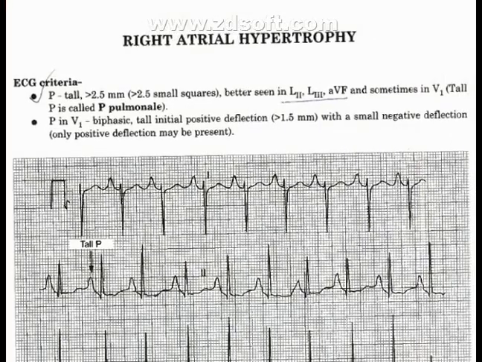Now we will discuss right atrial hypertrophy. ECG criteria: P is tall, more than 2.5 millimeter, that is more than 2.5 small squares. Better seen in lead 2, lead 3, aVF, and sometimes in V1. Tall P is called P pulmonale. P in V1 is biphasic, with a tall initial positive deflection, more than 1.5 millimeter, with a small negative deflection. Only a positive deflection may be present.